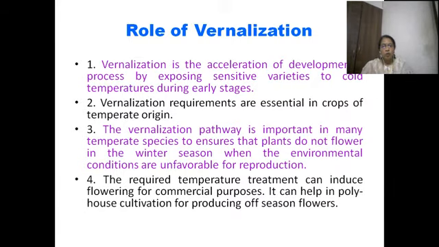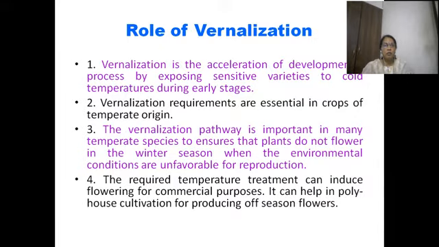So this also I have told you that even if the plants are exposed to vernalization, they will not produce flowers unless the conditions are favorable. So when they get all proper conditions, then only the hormone gets activated and they will produce. So during winter season, because the conditions are very cold, even if the hormone is present, it is deactivated and there is no induction of flowering. The required temperature treatment can induce flowering for commercial purposes. It can help in polyhouse cultivation for producing off-season flowers.